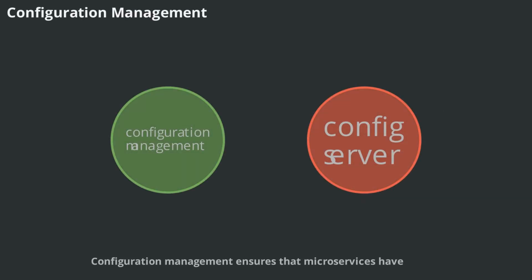Configuration management ensures that microservices have the correct settings for each environment. Spring Cloud Config Server centralizes configuration, making it easy to update and manage properties. Interviewers may ask about version control, rollback, and environment-specific settings. Understanding configuration management is key to maintaining consistency and reliability.